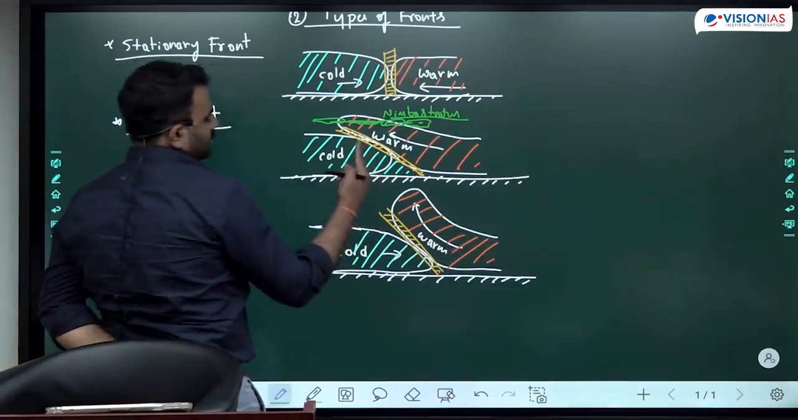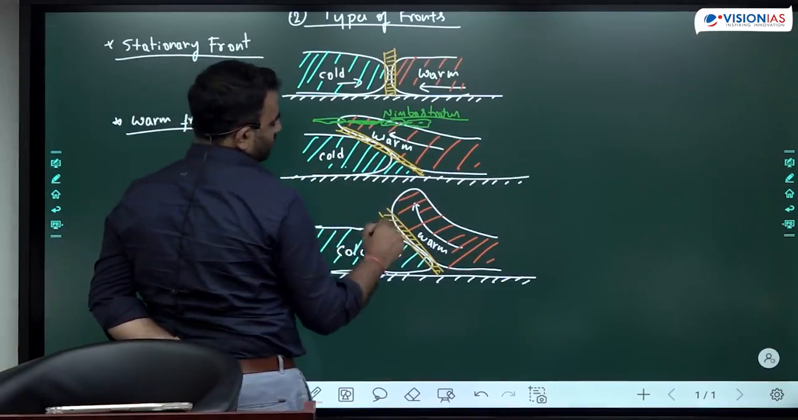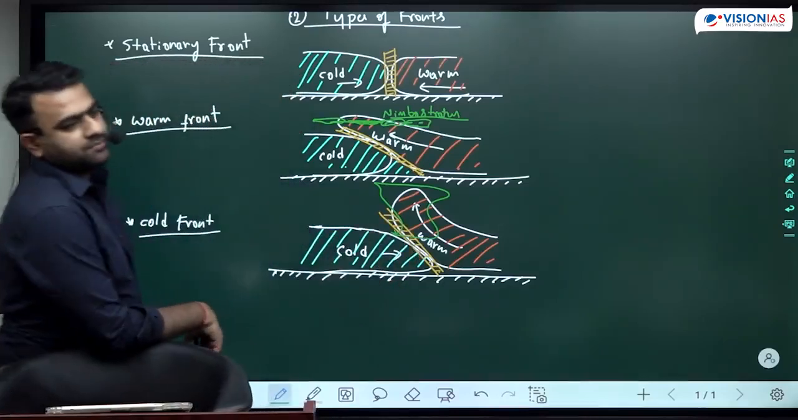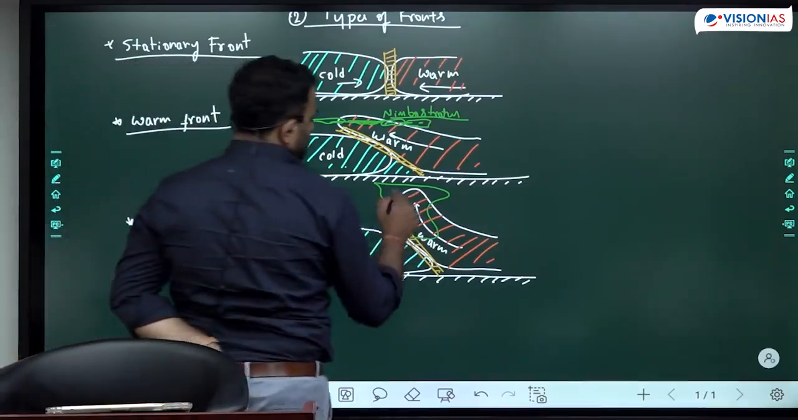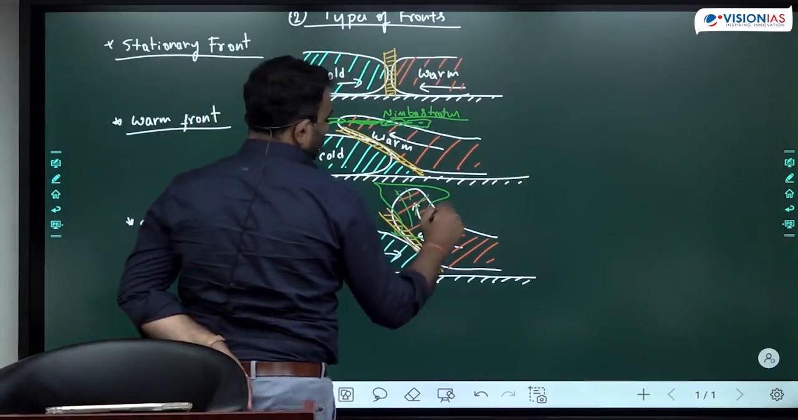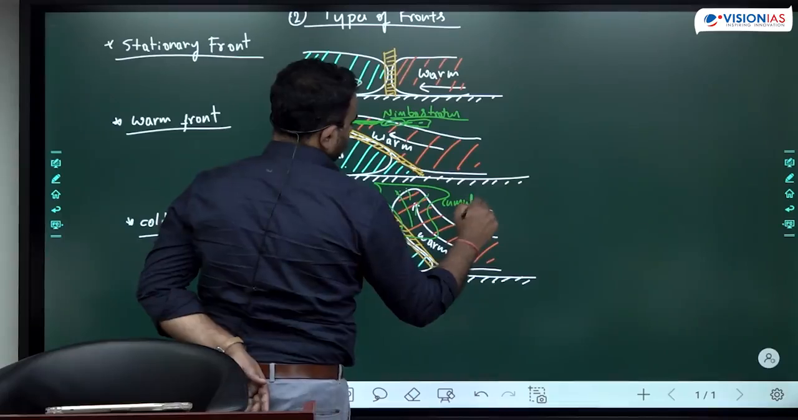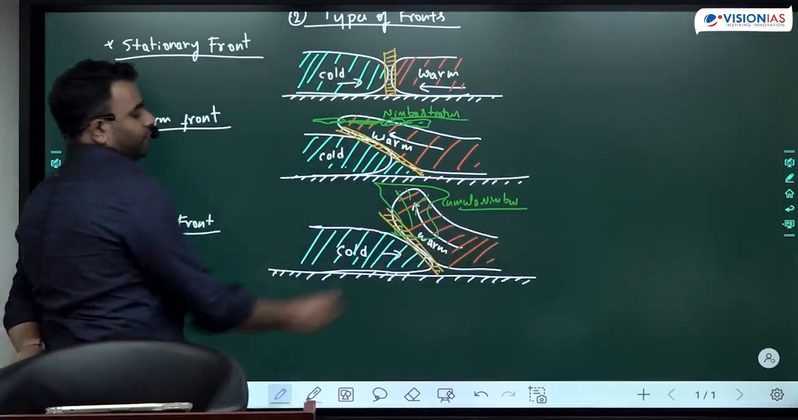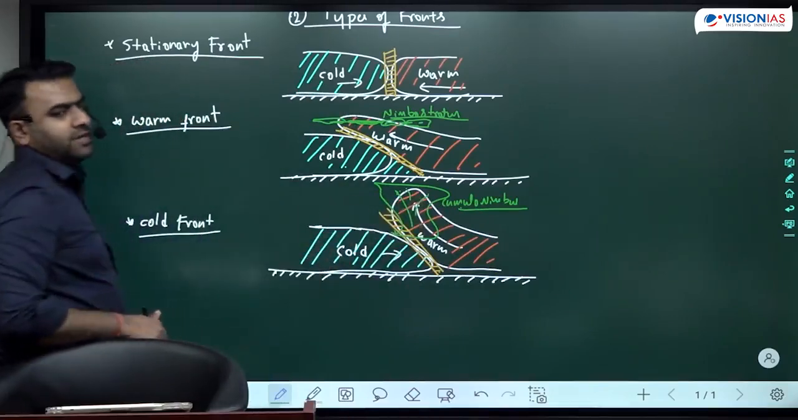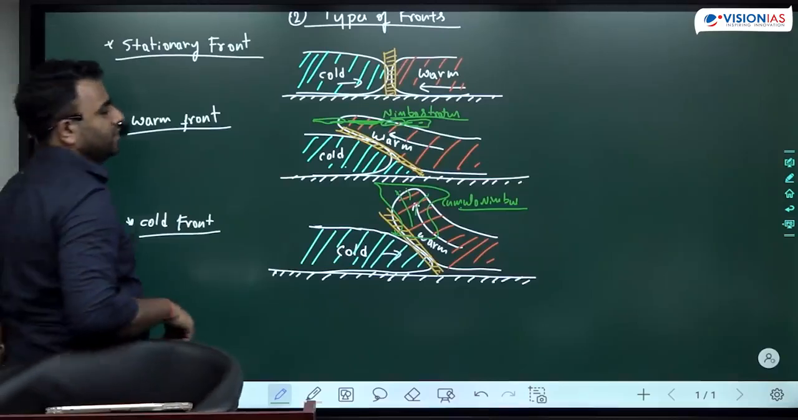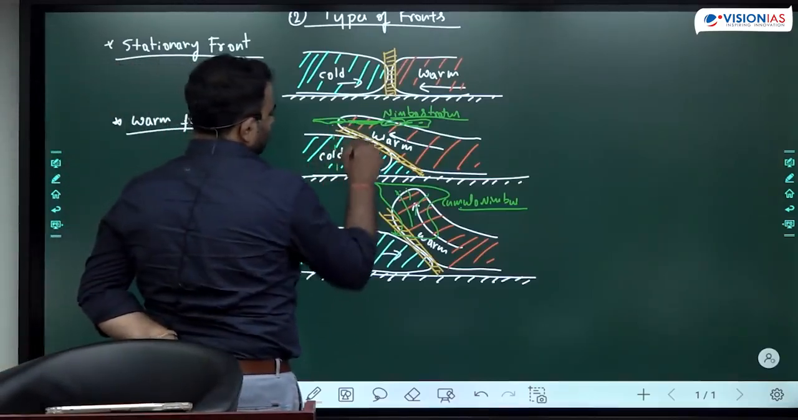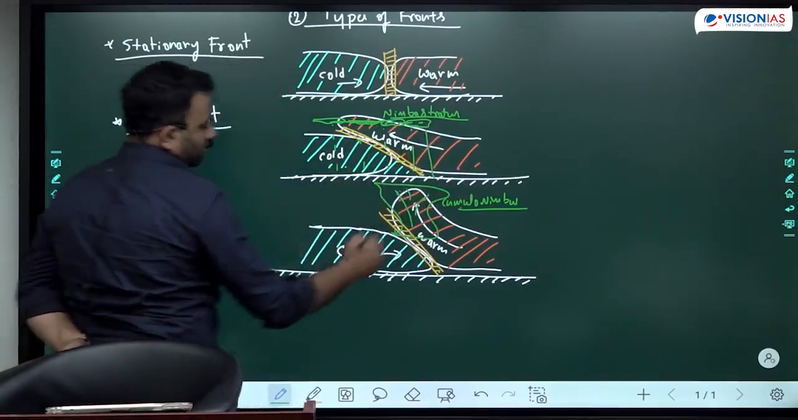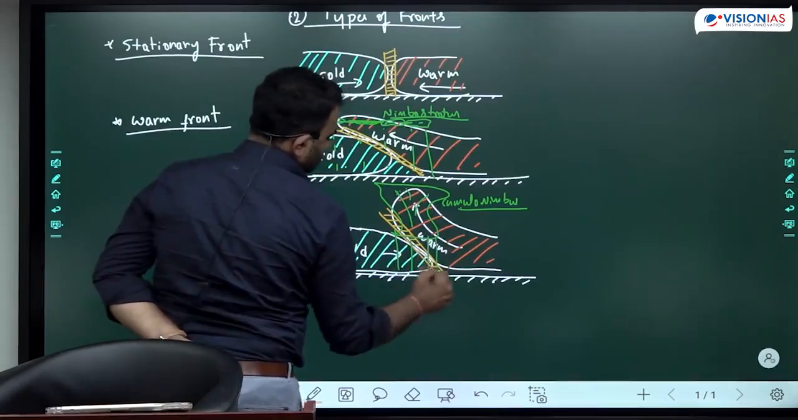Whenever the air rises rapidly, it undergoes rapid upliftment. It results in the formation of cumulonimbus clouds. The rapid upliftment causes cumulonimbus clouds, with this occupying a smaller area. And nimbostratus clouds cause rainfall over a large area, from here to here. Cumulonimbus clouds cause rainfall over a small area.